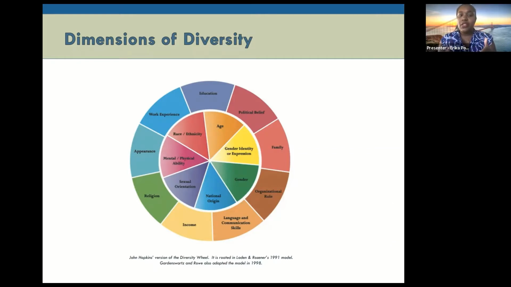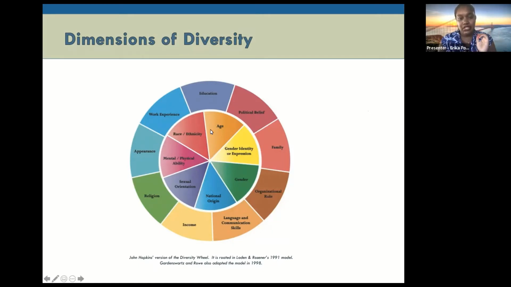So when you take a look at this wheel, like I said, it's rooted in Loden and Rosener. You can Google diversity wheel Loden and you'll learn all about the history. Another group of researchers, Gardenswartz and Rowe, have adapted the model, and then Loden continues to tweak the model because it's so powerful. I like the Hopkins wheel because it's super simple and it's perfect for a training like this.